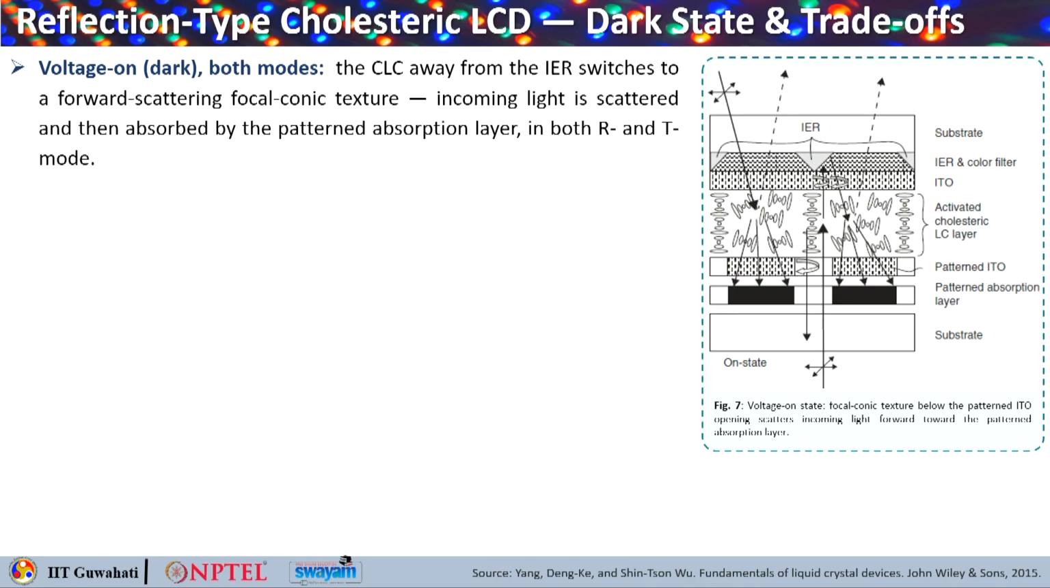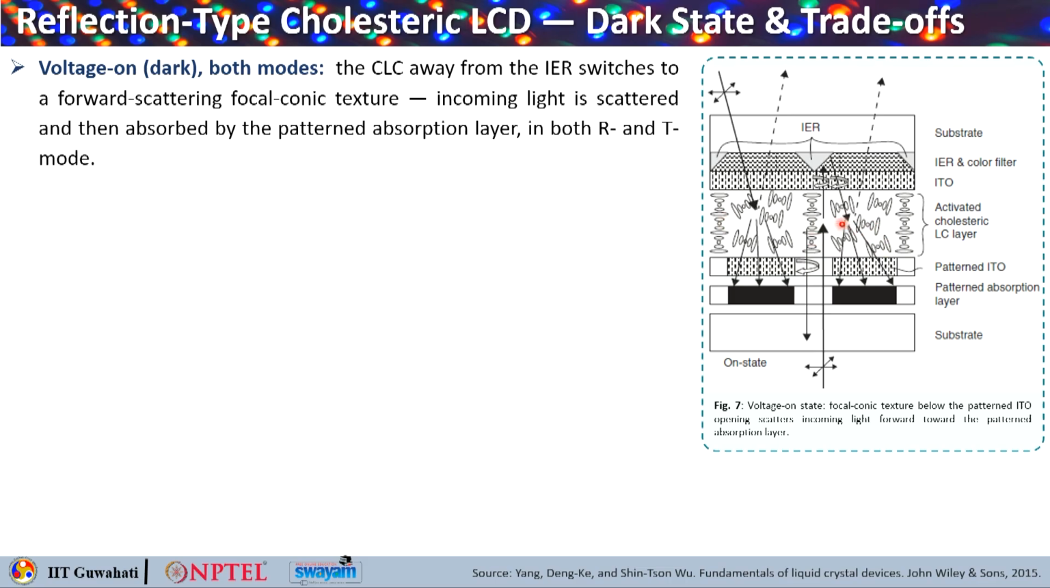So let us see how it works. Here is the explanation of the voltage on dark state. Now away from the protected region beneath the IER, when you are applying the voltage, that switches the CLC's planar helical texture into a focal conic texture. So what you see is a disordered polydomain structure like this.